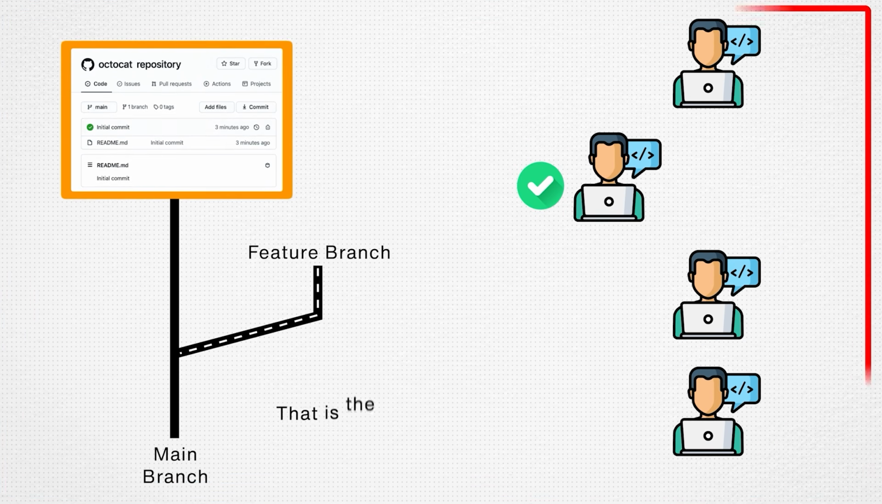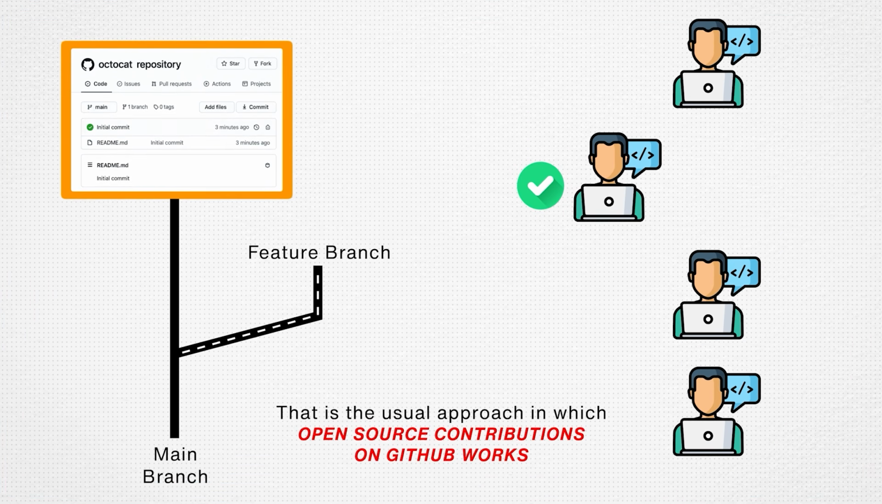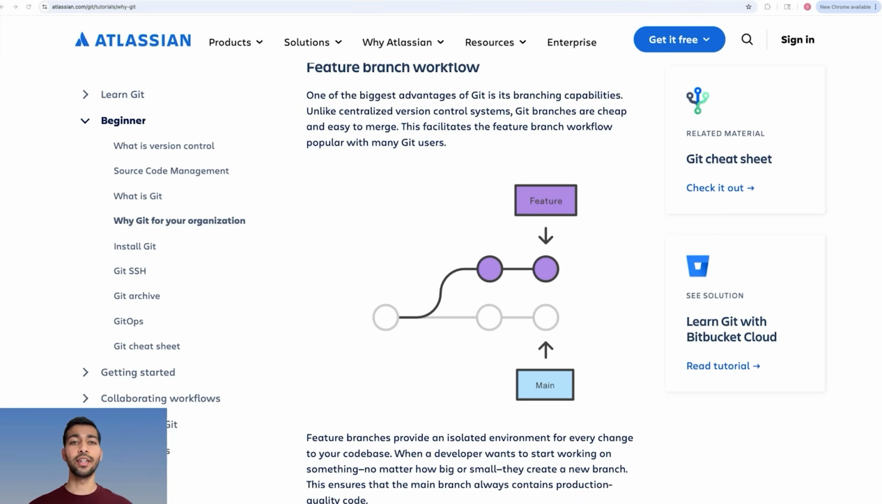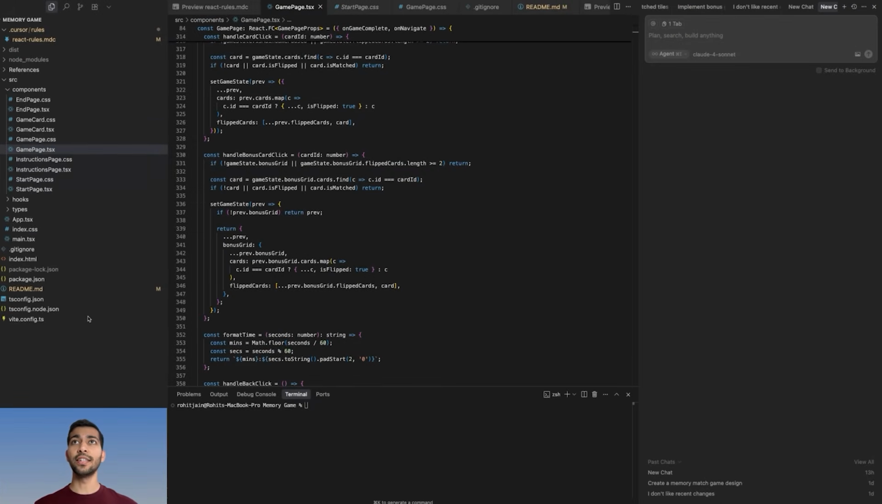And that is the usual approach in which open source contributions on GitHub work. Now, let's move on to our Cursor, and let's make some changes and see how Cursor can help in that. Here we are inside Cursor.